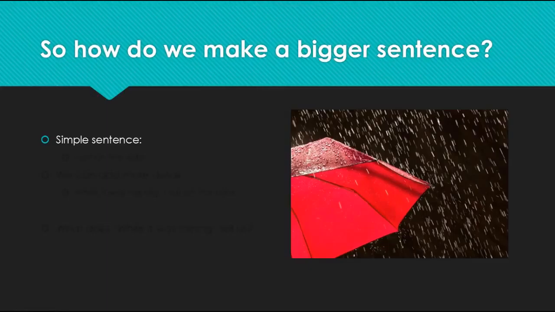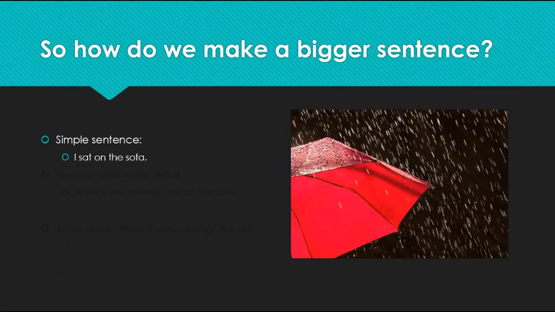So, how do we make a bigger sentence? We just did simple sentences. You could look all around you right now and come up with a simple sentence. I'm listening to Zaption. I'm annoyed by my teacher. I am sitting in a chair. All simple sentences.